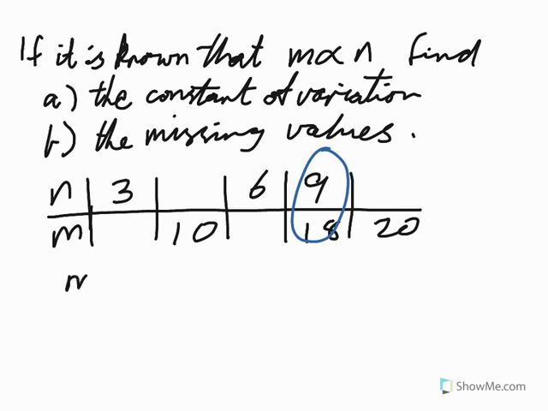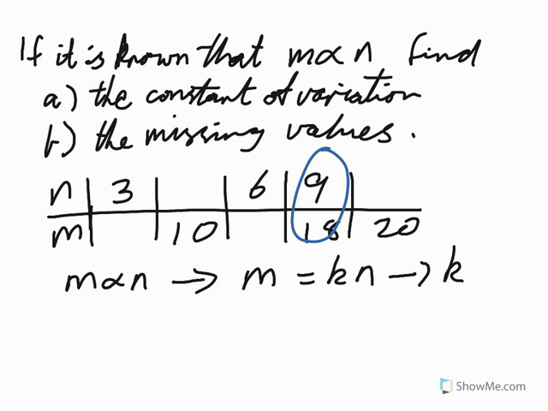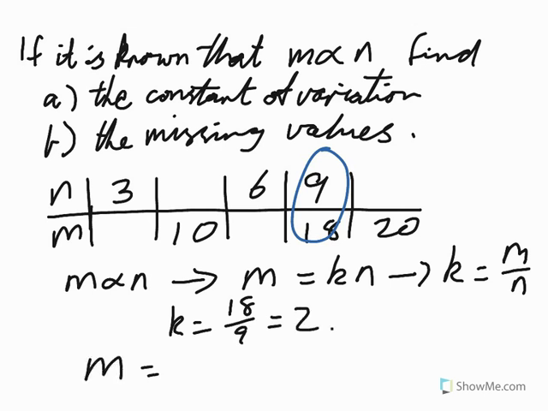Okay, so the bit that's going to help us is going to be this one here, because we're told that m is proportional to n, which leads us to saying that m is equal to k times n, which leads us to k being m divided by n. And so when we do that, k will be 18 divided by 9, which is 2, so we now know that m equals 2 times n. And we can use that.